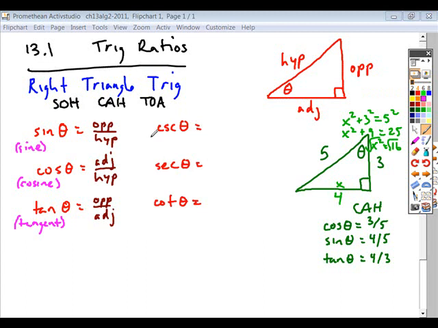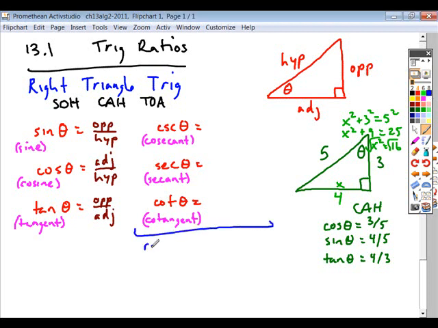So again, this is cosecant, the secant, and the cotangent. All right, these reciprocal functions here are just taking, what it says, the reciprocals of those matching.